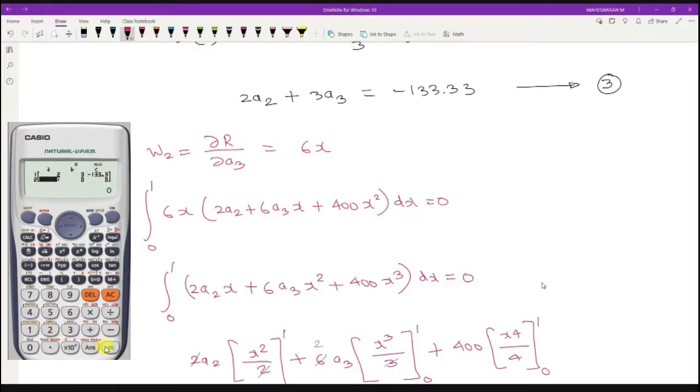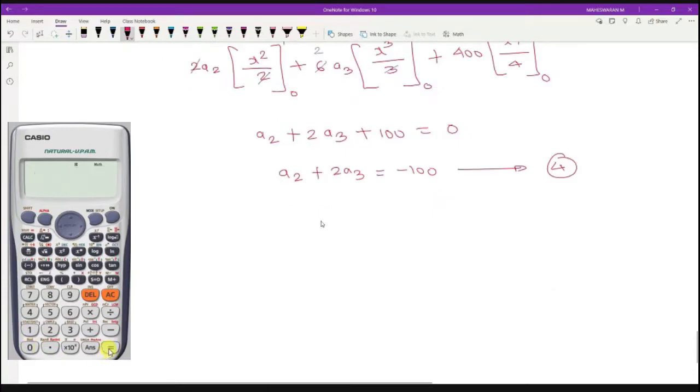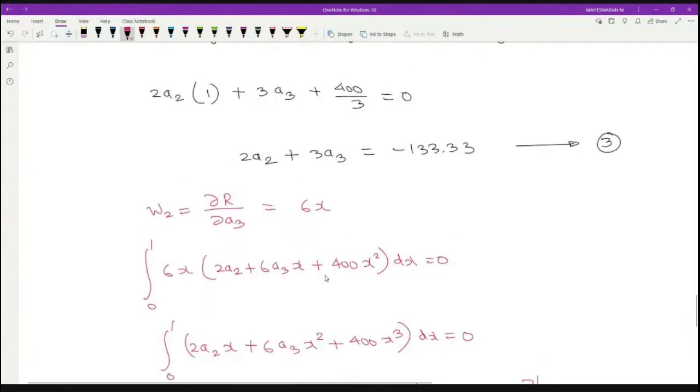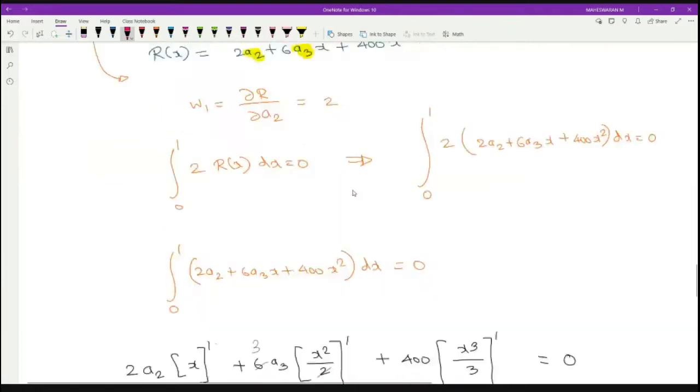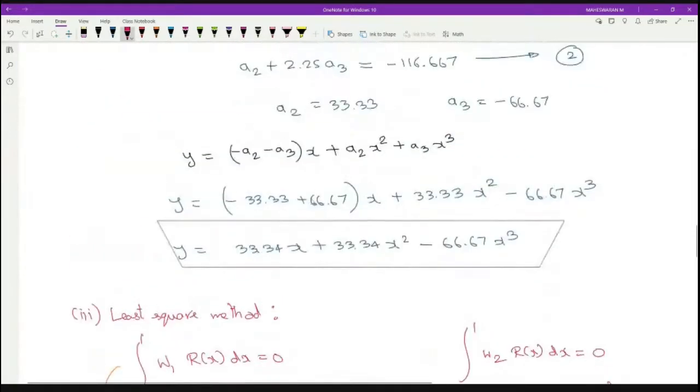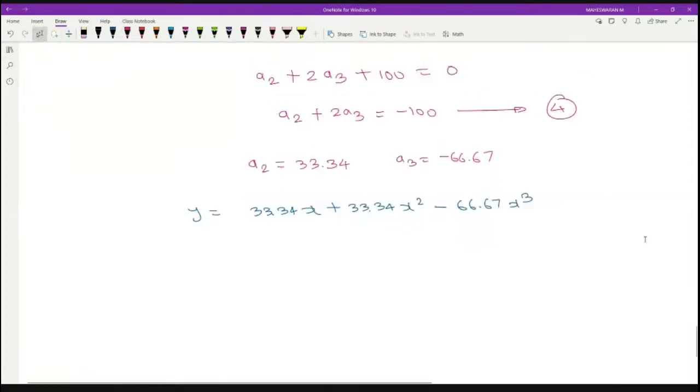So what is the answer? So A3 is minus 66.6. Okay, A3 is minus 66.6. What is A2? 33.34. Same, sir. 33.33. Same, 33.3. Okay, 33.34. So I think both are the same. Right, here also you're getting the same thing. So in that case, you'll get the same answer. So this is your least square method.